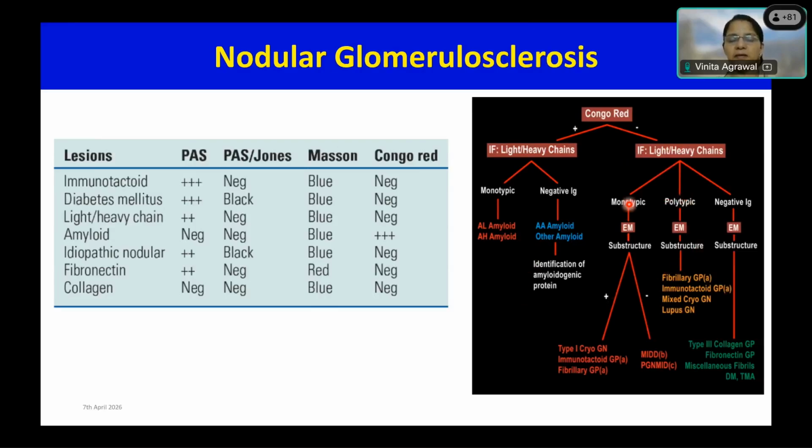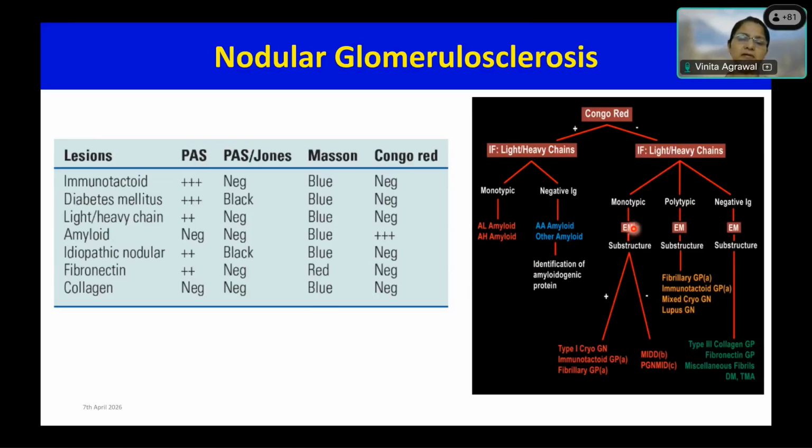It is polytypic or monotypic? Polytypic. Why polytypic? Because both kappa and lambda are positive. These are the conditions which can show you this type of deposit. Fibrillary will be the first, immunotactoid, cryo, and other conditions.